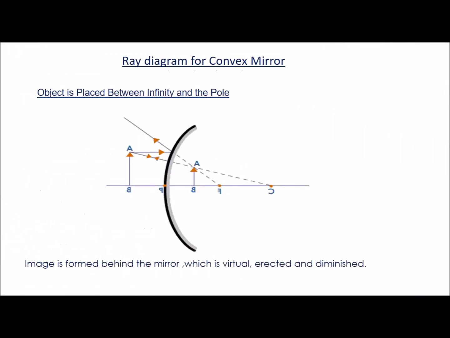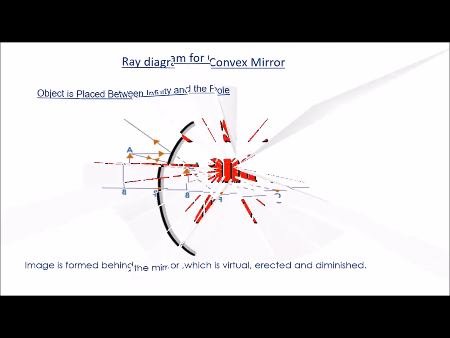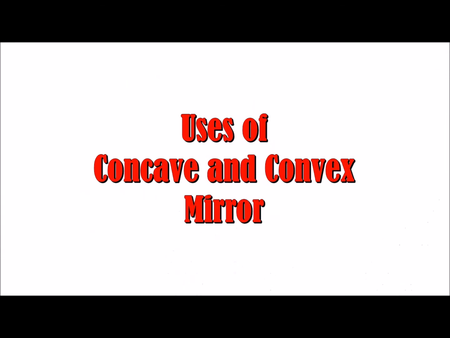Ray diagram for convex mirror. The object is placed between infinity and the pole. The image is formed behind the mirror, which is virtual, erect and diminished. Uses of concave and convex mirror.